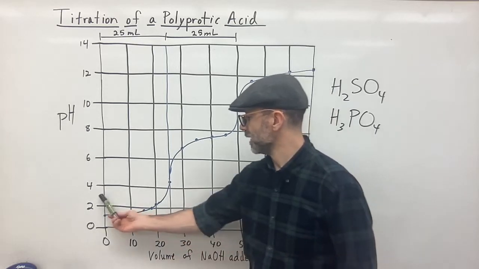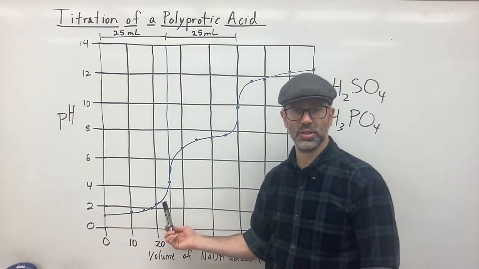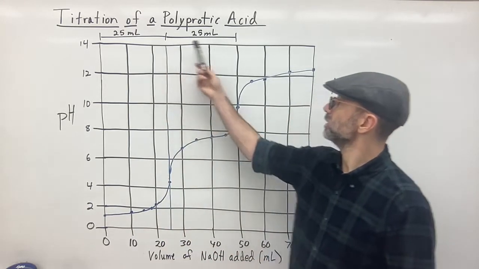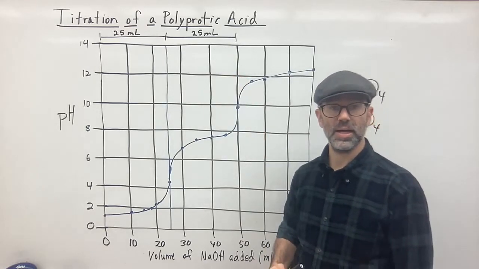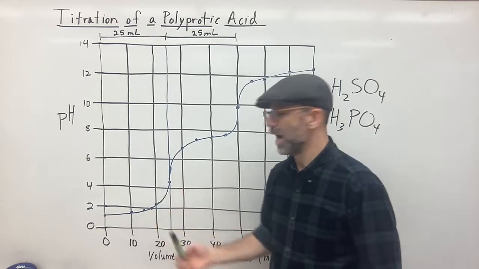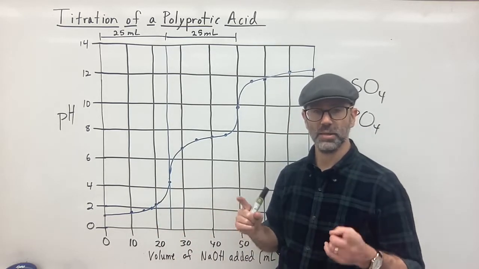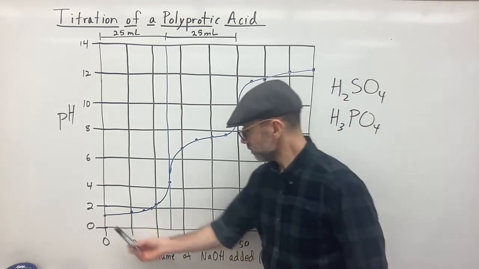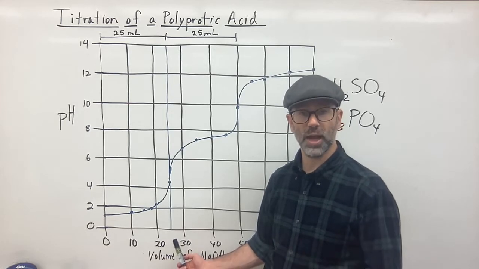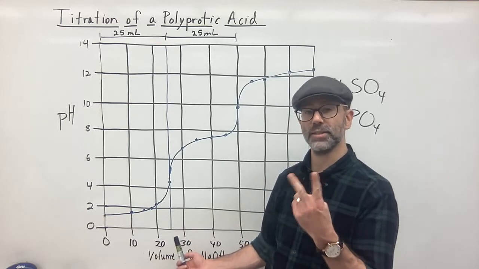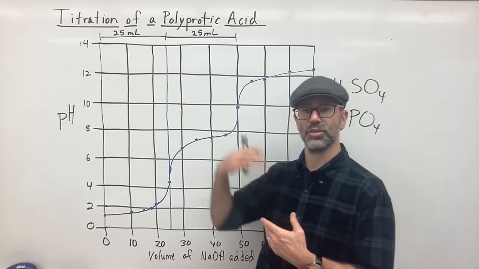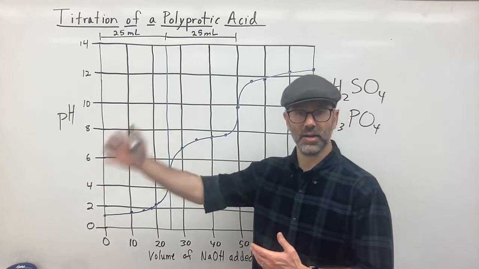And so if it takes 25 milliliters to get to the first equivalence point, then it's also going to take another 25 mils to get to the second equivalence point. Well, why is that? Well, remember, if we have equal concentrations of our acid and base, and let's say we calculated the amount of volume to neutralize that first proton. There's two protons, and remember, the protons come off successively. So the first one comes off, and then the second one comes off.